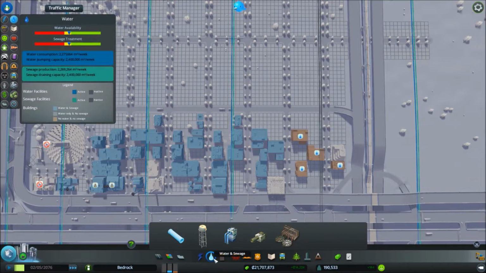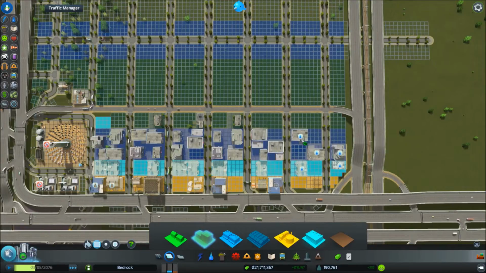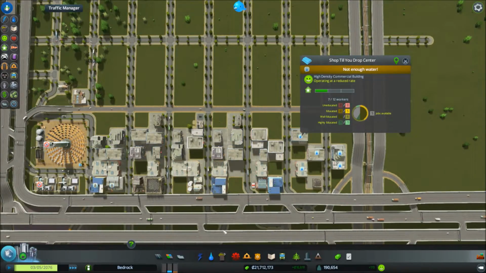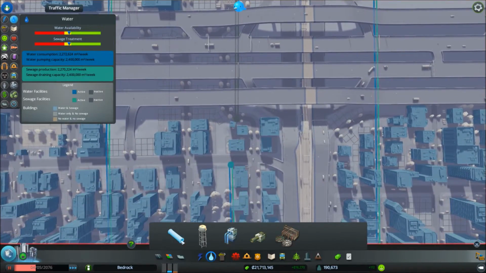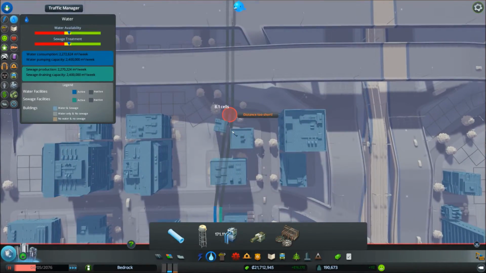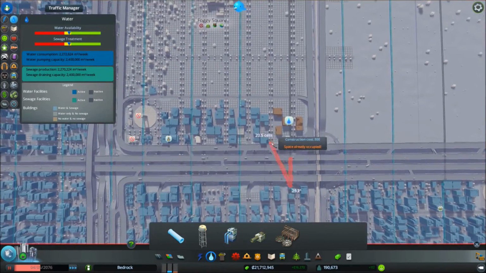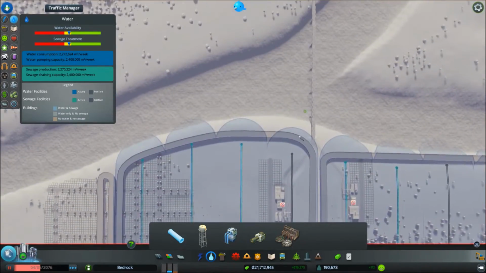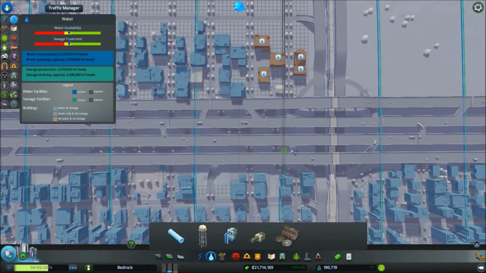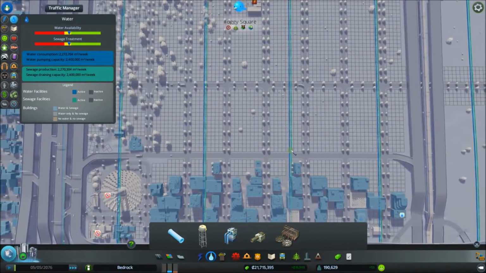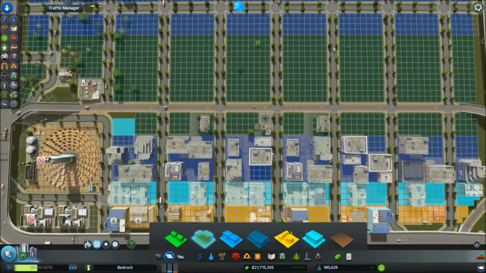Oh, what's this? No water coverage? Am I really reaching my capacity? No, that should not be the case. So not enough water? Oh, this line is actually not connected. I think I missed it by a centimeter. Yeah, there we go. This line was actually empty of water because it wasn't connected to the network. That fixes that issue.